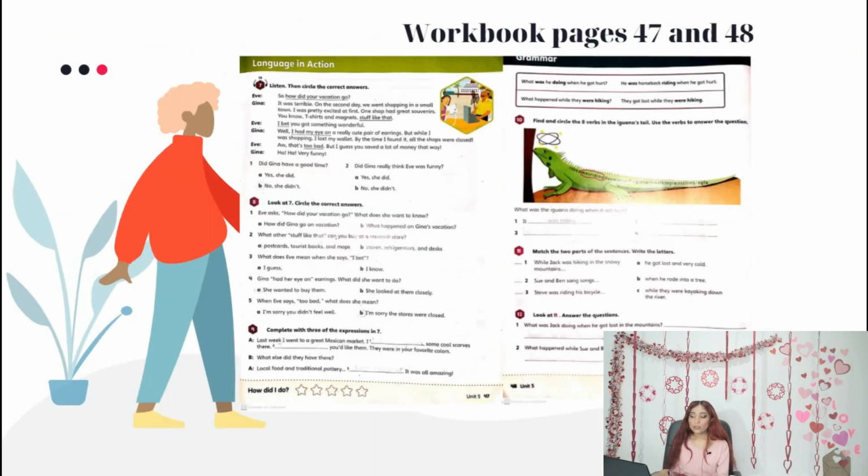Of course, don't forget to send pictures of these 2 pages from the workbook. Write your name and also the date in each page.